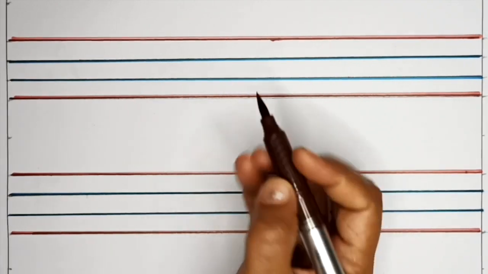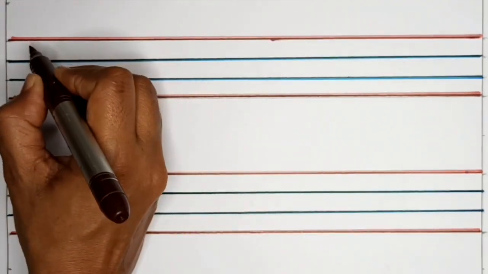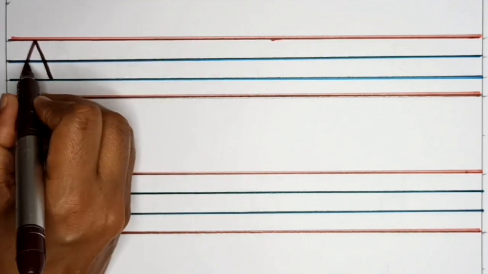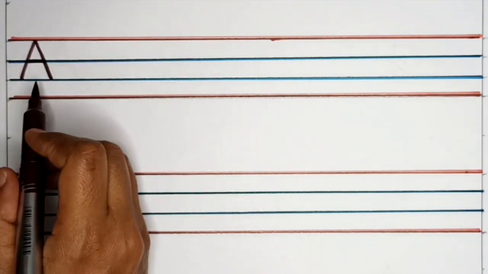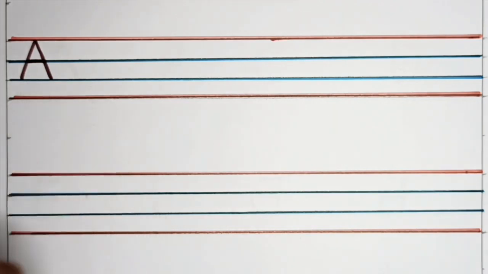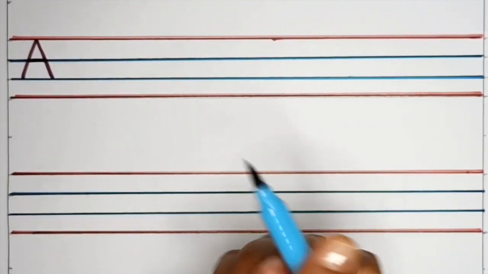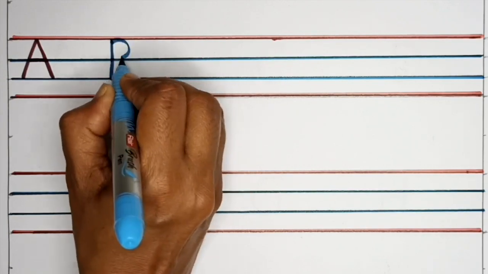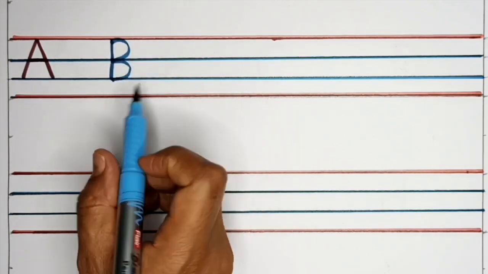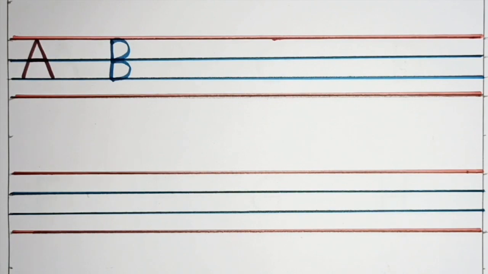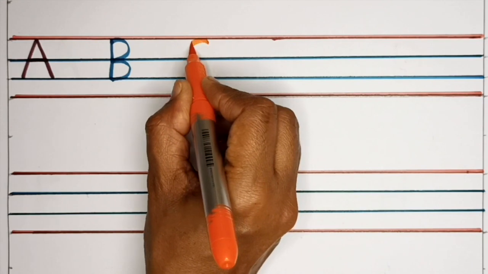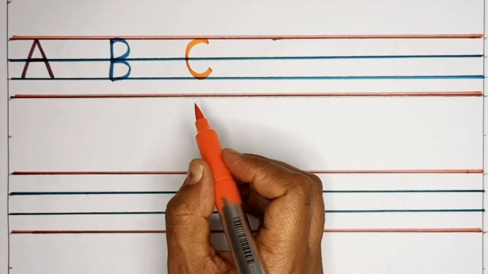Brown color. A. A for apple. Sky blue color. B. B for ball. Orange color. C. C for cat.